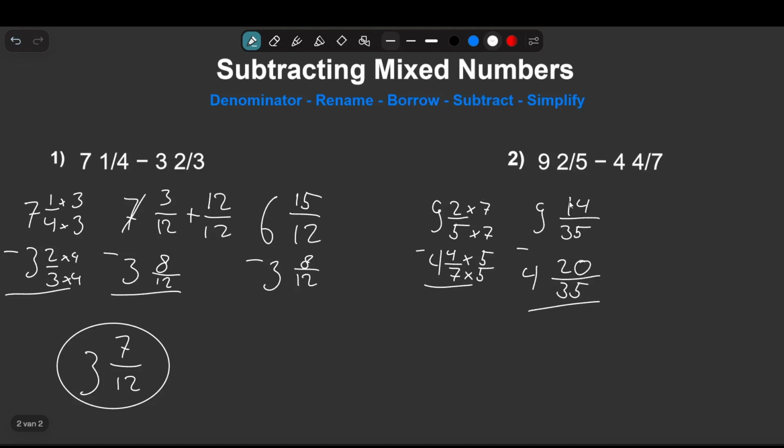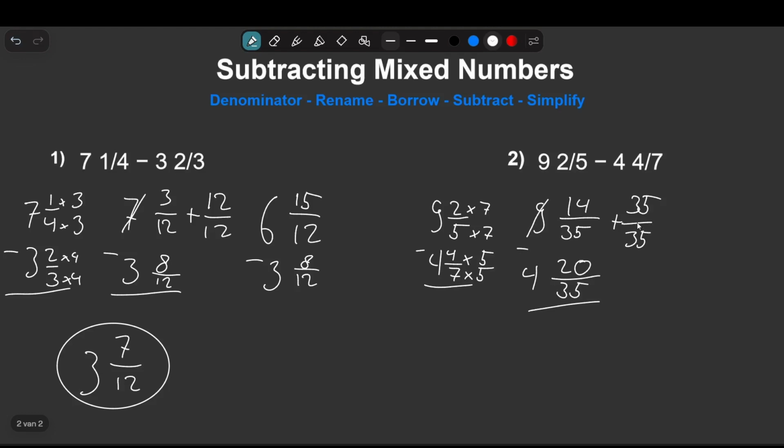So now we're going to start by subtracting our fractional parts. We're going to do 14 minus 20. And of course with fractions you don't want to get in the negatives, so we have to borrow again. We're going to borrow from the 9 and we're going to do plus 35/35, like this.